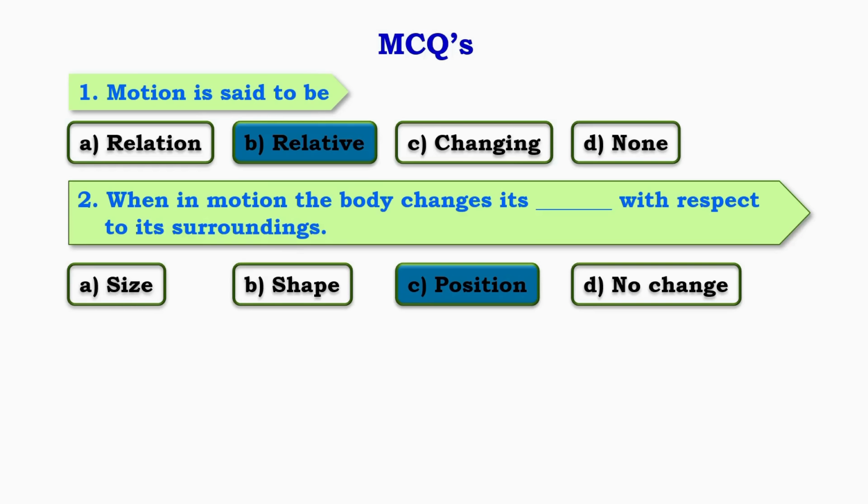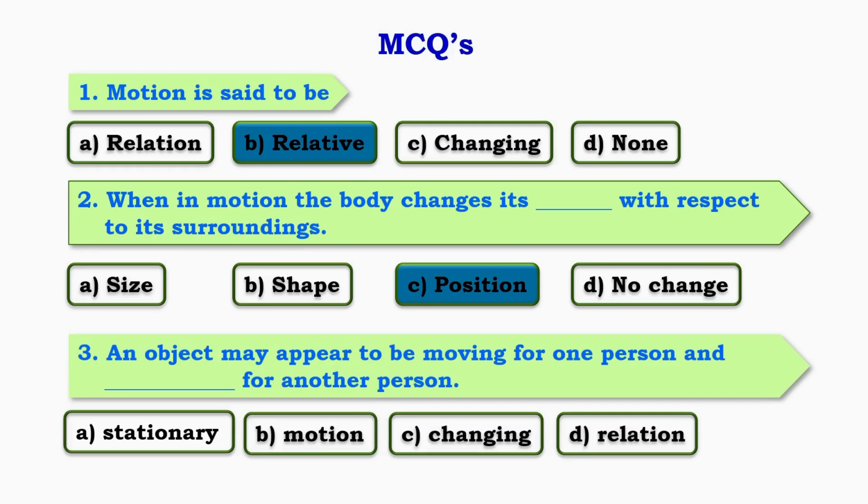Question 3. An object may appear to be moving for one person and dash for another person. The options are stationary, motion, changing, and relation. The correct answer is stationary. This shows that motion and rest depend on the observer. The same object can be at rest for one observer and in motion for another.